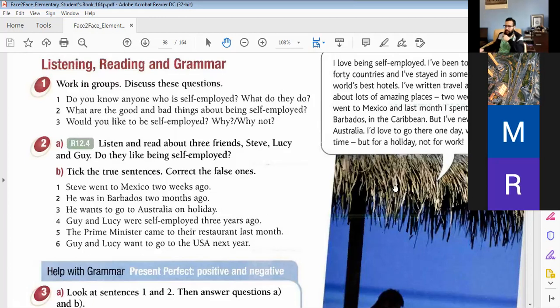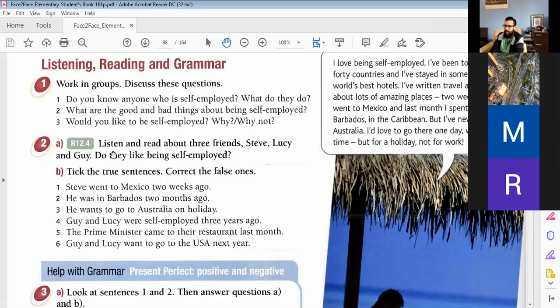This is the idea. And we also talked about the good things and the bad things about being self-employed. And we agreed that the good thing is, because it's your job, you get all the profit. But of course, the bad things, maybe you're always busy. Maybe there's a lot of work, too much responsibility, maybe. So it can be difficult. So now I'm going to play the listening, but let me explain what we're going to listen to.